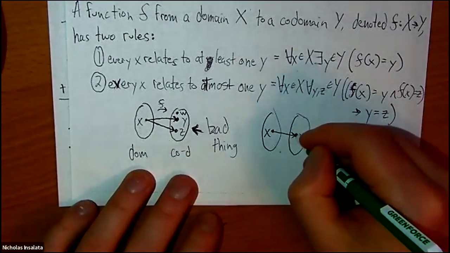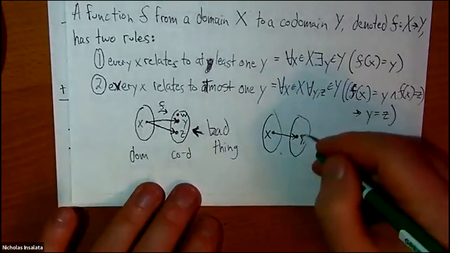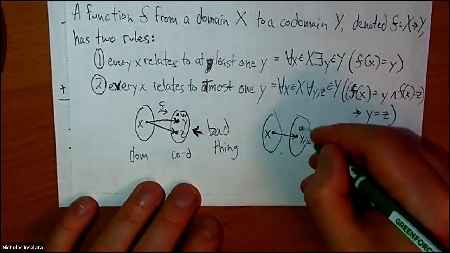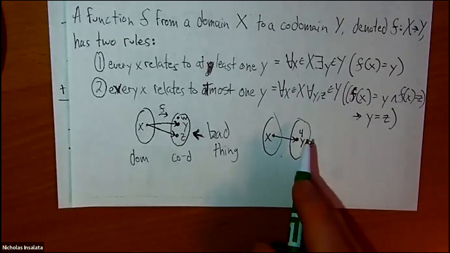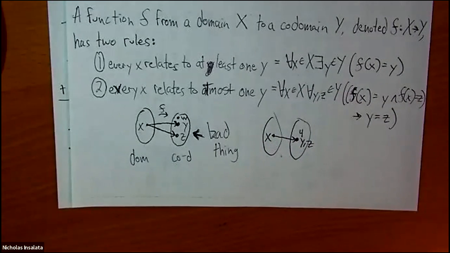I mean, you can say maybe this point over here is a 4, okay? And you can say y equals 4 and z equals 4, right? What do you guys think? Any questions so far?